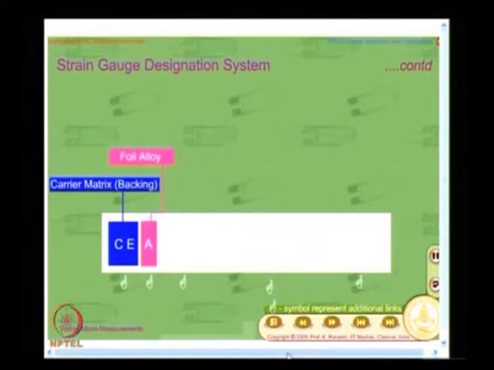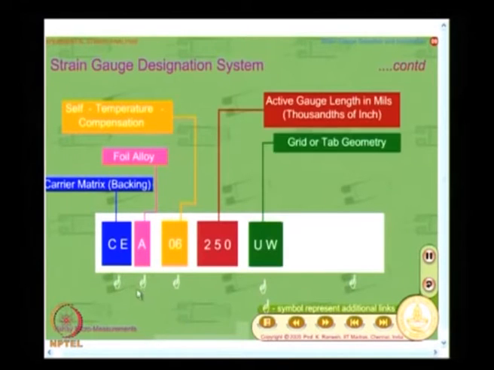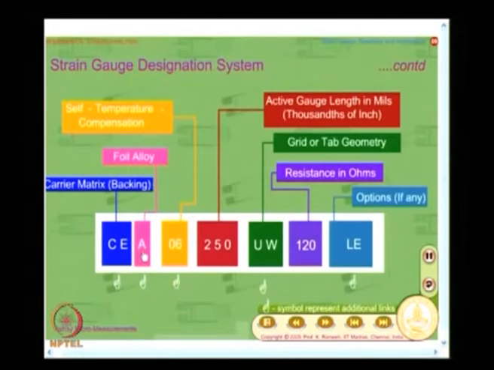And you have a very elaborate strain gauge designation system. So, I have 1, 2, 3, 4, 5, 6, 7 items mentioned in the designation system used by Vishay Micro Measurements. The first symbol or set of symbols tells you what the carrier matrix is. Then the second one tells you about the foil alloy. The third one gives you the self temperature compensation number, and the fourth one gives you the active gauge length in mils.